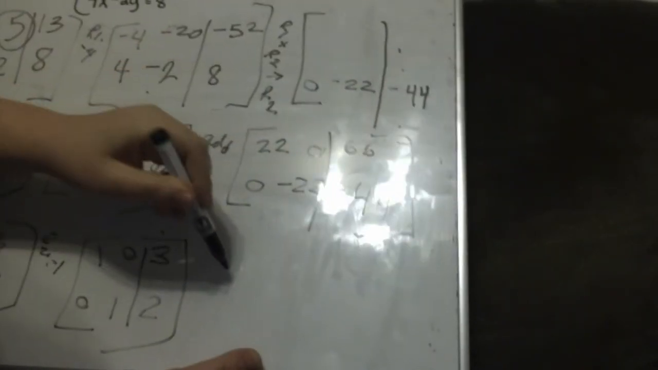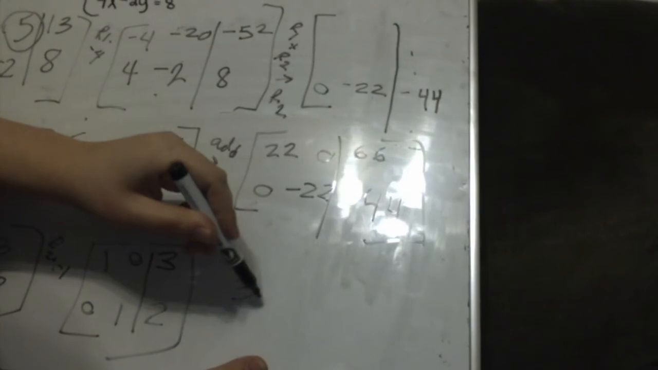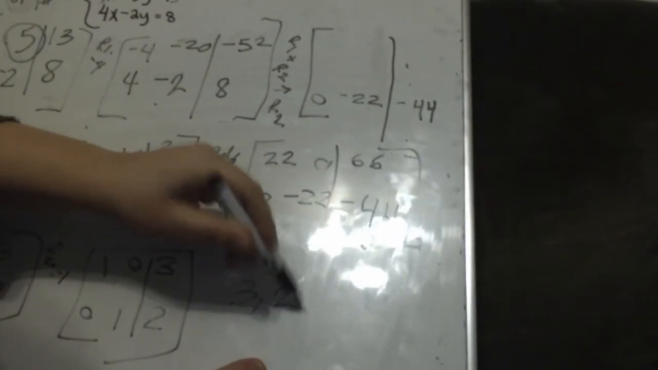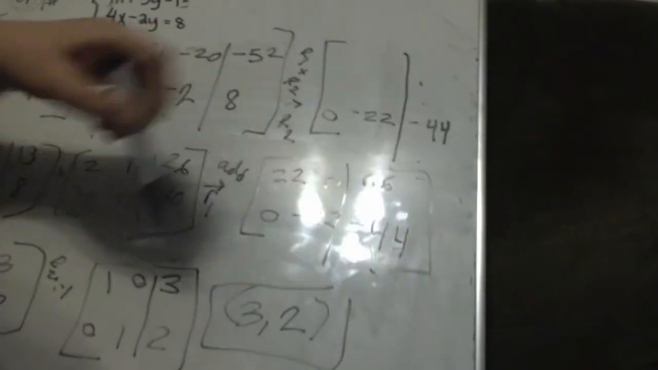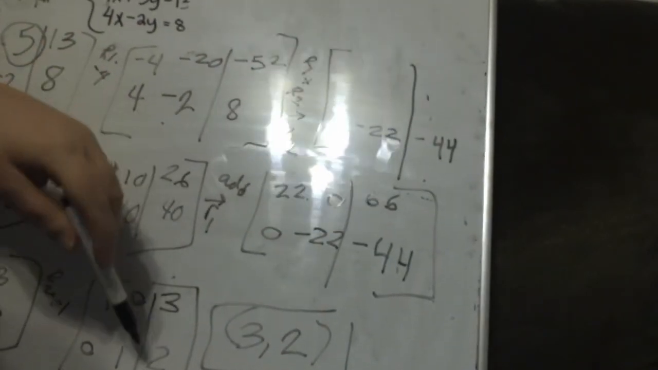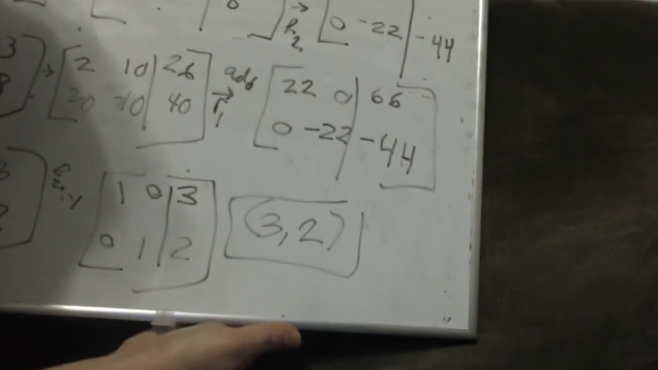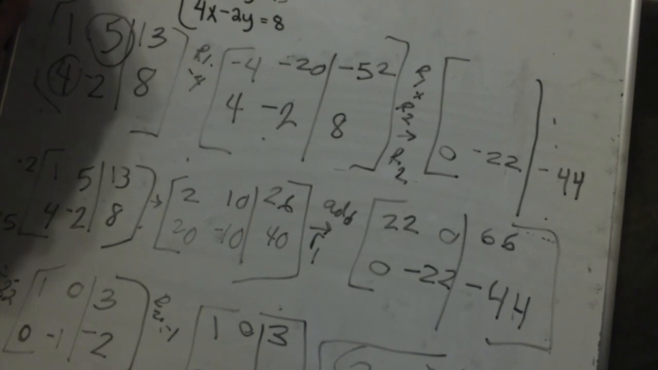So the way that you're going to write your answer is you're going to write 3, 2. And that means your x equals 3 and your y equals 2. And that is your answer.